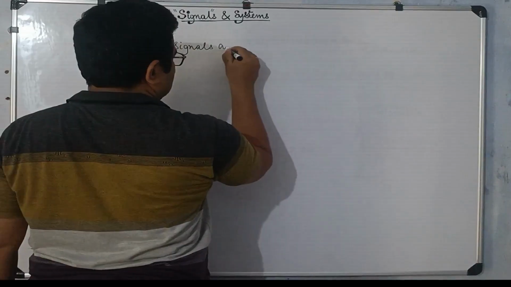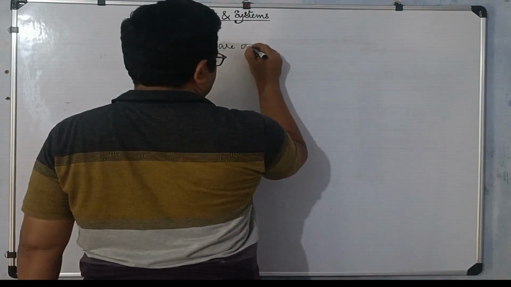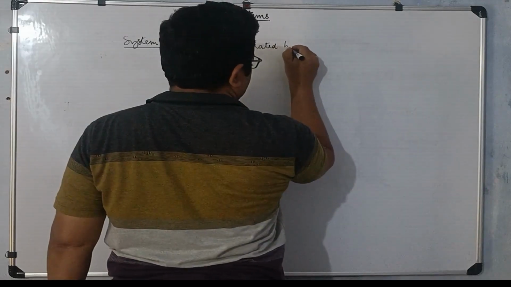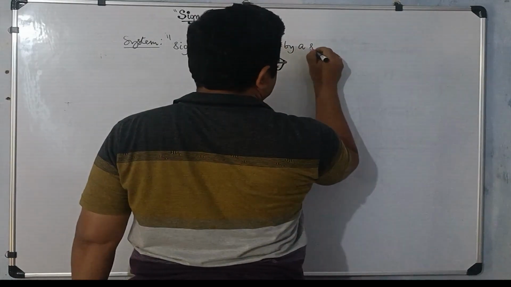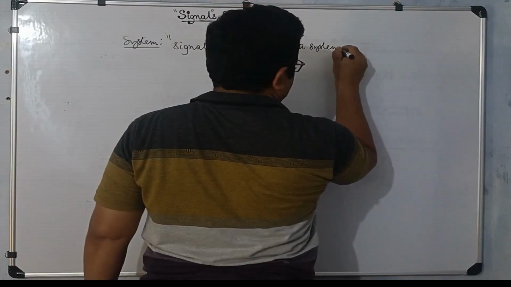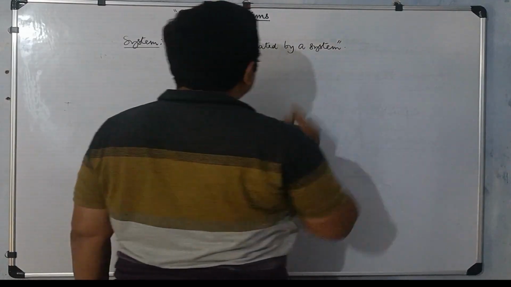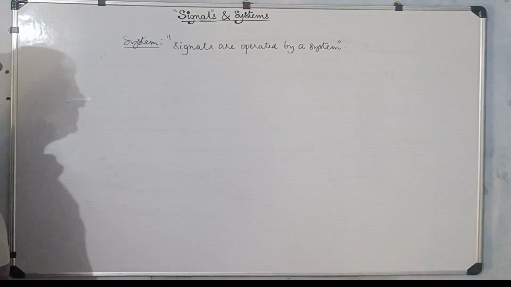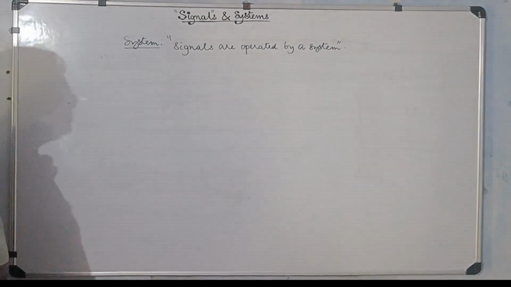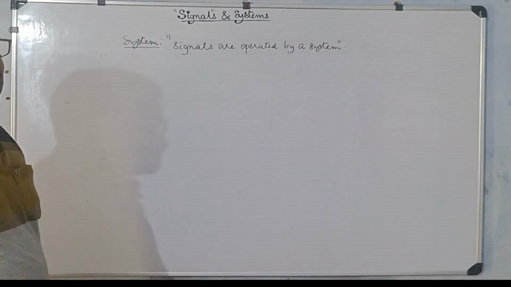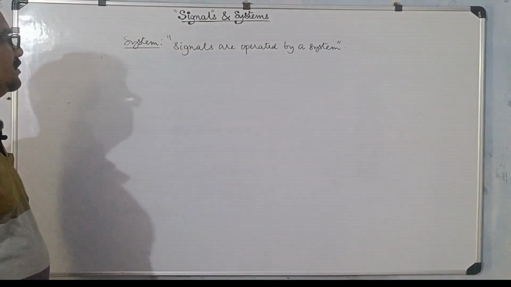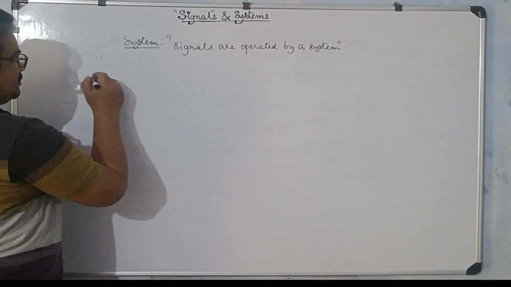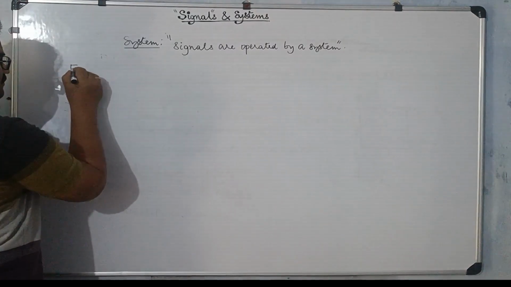So in a system, the signals are operated. Signals are operated by a system. We will try to understand what operations the system is performing on signals in the subsequent topics. Now, let us try to understand the system with the help of some example.